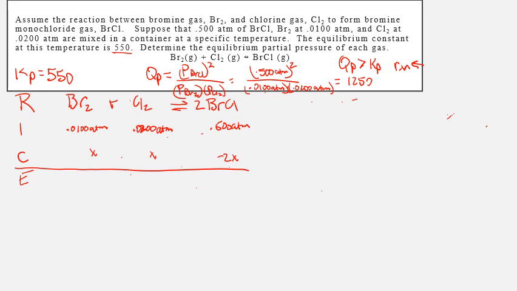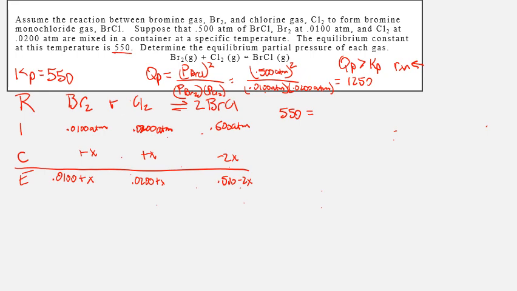So I can put a minus sign for the product BrCl, and I can put plus signs for each of the reactants Br2 and Cl2. So I can now put my equilibrium concentrations down on the bottom. I have 0.0100 plus x, I have 0.0200 plus x, and I have 0.500 minus 2x. So as I begin to set up my last problem here, I'm going to put that equal to the Kp.